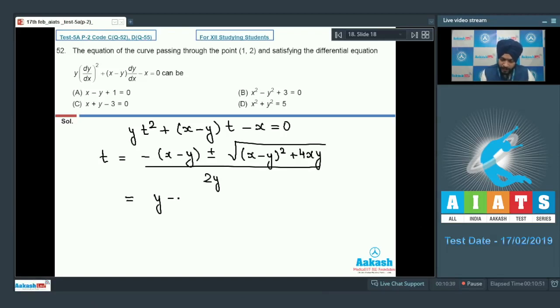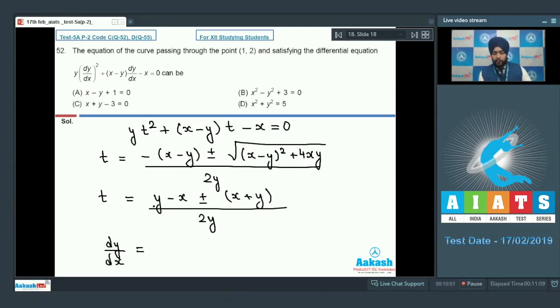So this will give you y minus x plus minus, this is x plus y whole square. So x plus y upon 2y. So from here you have two possibilities. T, that is dy by dx, can be equal to, if we take the plus sign from here, so y plus x plus y, so 2y upon 2y, that is 1. Or dy by dx, if we take the minus sign from here, that will be y minus x minus y, so minus x upon y.